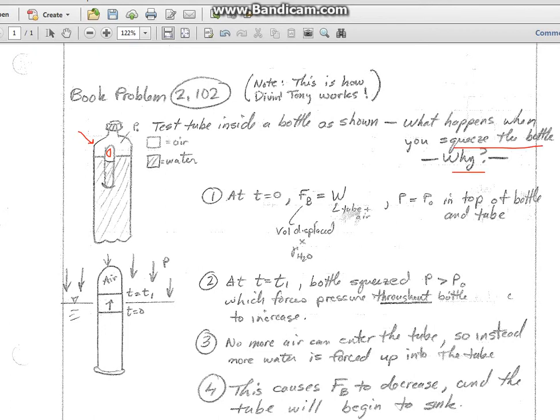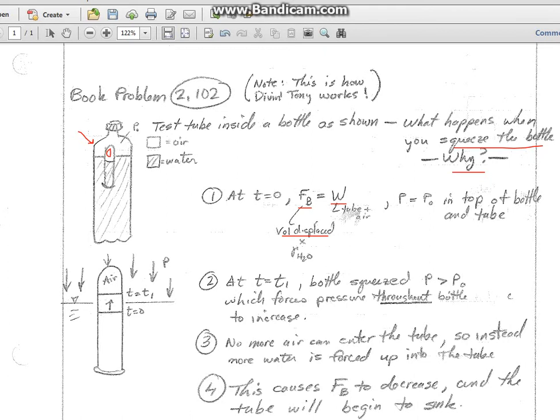Why? So at time equals 0, we have a problem similar to the iceberg problem. We have the force of buoyancy, which is equal to the weight of the tube. And that force of buoyancy has to do with the volume that the tube displaces. So that volume is not just the glass part of the tube, it's the glass part of the tube plus that air that's above the water line there.